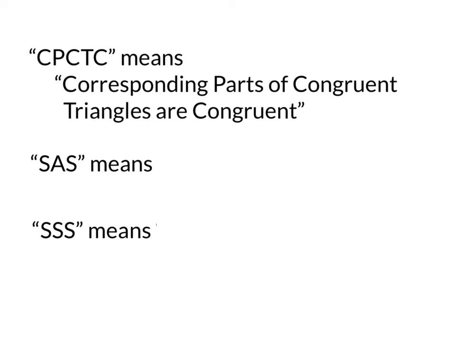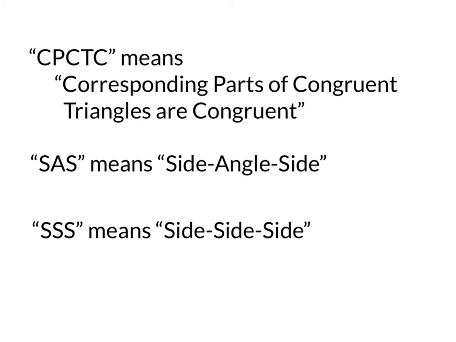I used SAS, and that meant side, angle, side, so that if I could show that two pairs of sides and their included angles were all equal to each other, congruent to each other, then we had two congruent triangles. SSS, of course, meant side, side, side. So if all three pairs of corresponding sides were congruent, so were their triangles.